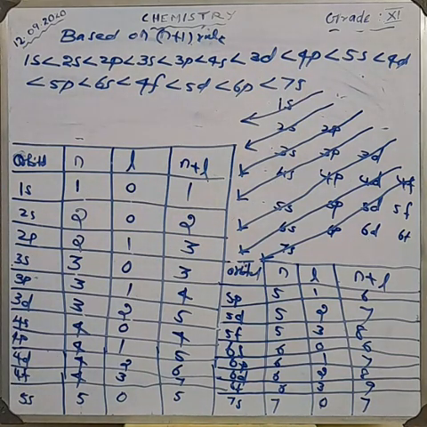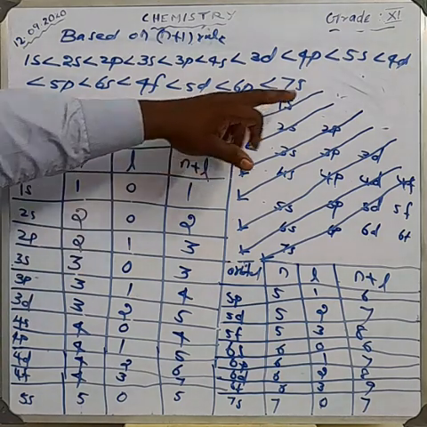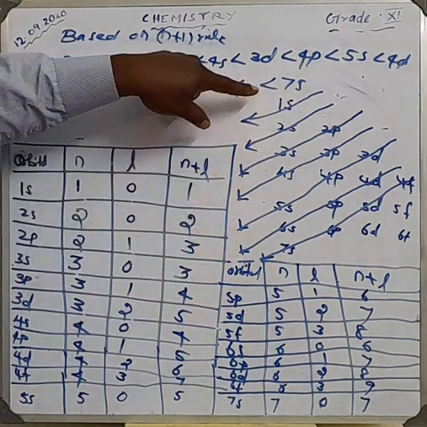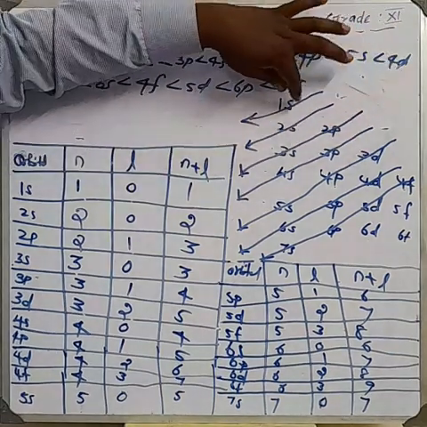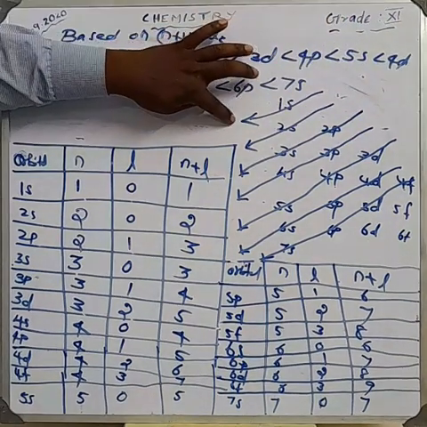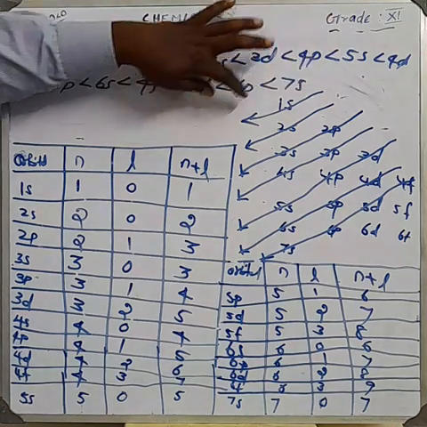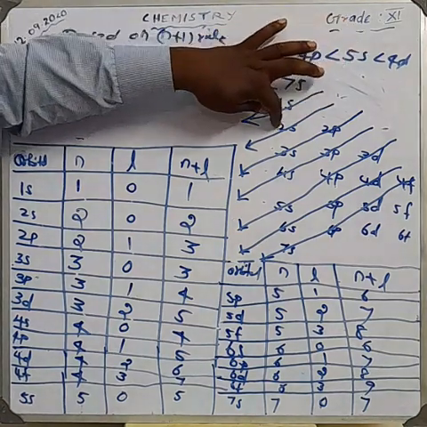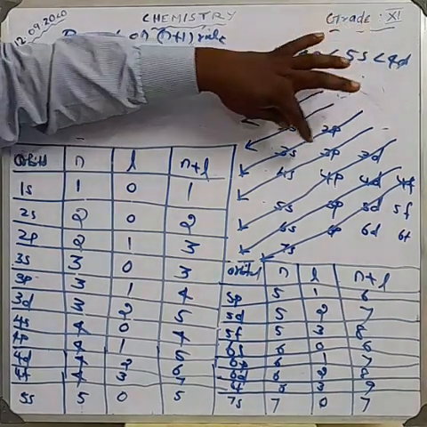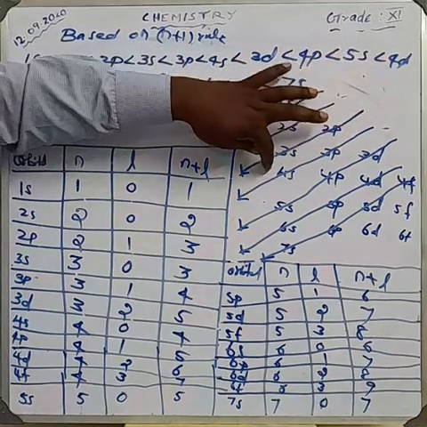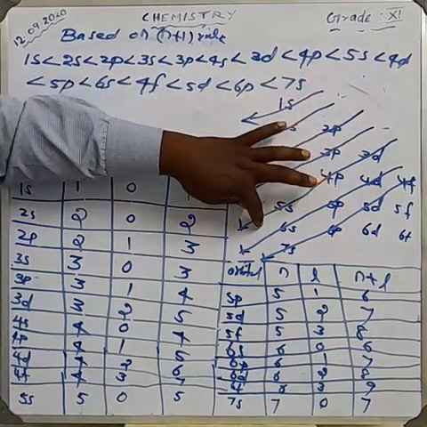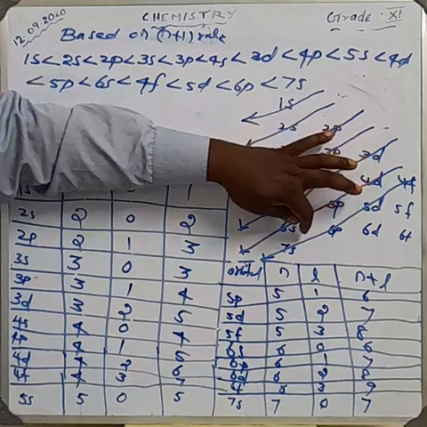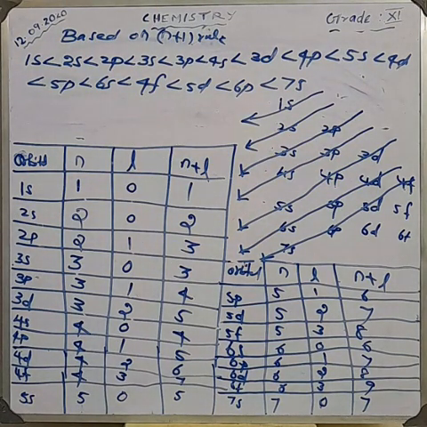Can you write this increasing order? As per this line, start here with 1s and end at the arrow. That is 1s. Next start here, 2s. Next start here, 2p, 3s. Next 3p, 4s, 3d, 4p, 5s. 4d, 5p, 6s. 4f, 5d, 6p, 7s. This is the increasing order.